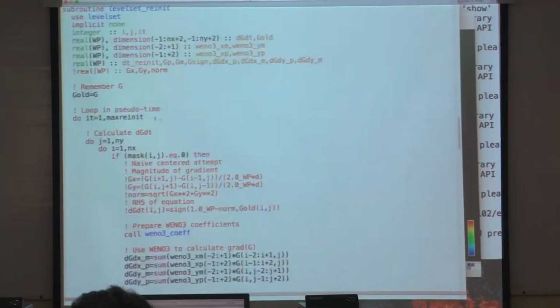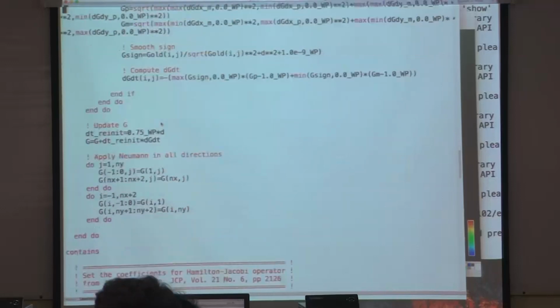All this is encapsulated in a loop that goes from 1 to the maximum number of reinitialization steps that I've prescribed, which is 10. Okay, I think that's it. I update Neumann conditions at the wall. Oh no, well, there's the WENO. Let me show you the WENO.